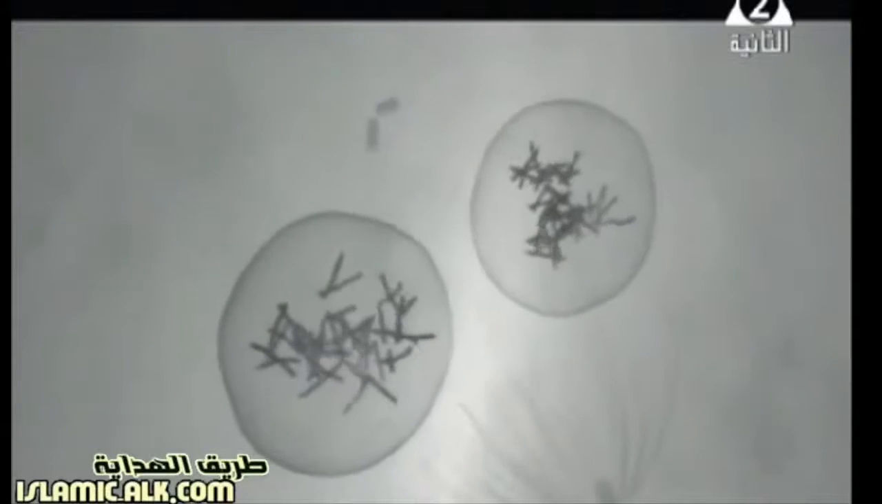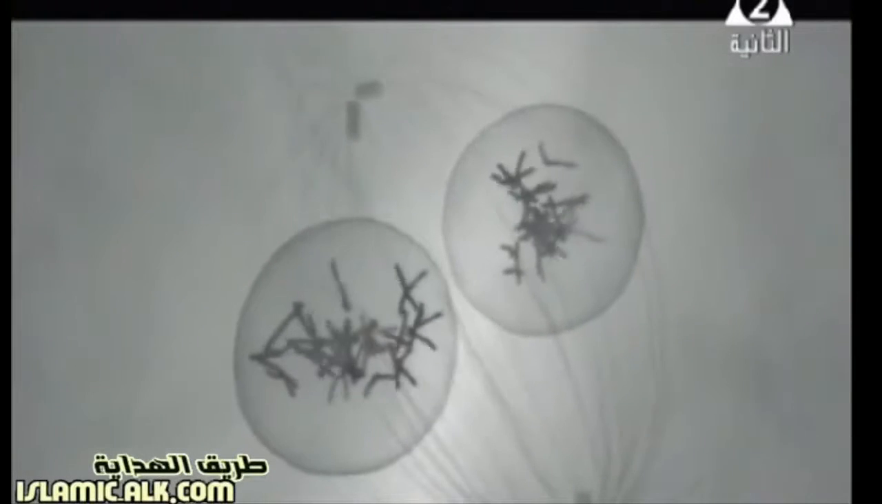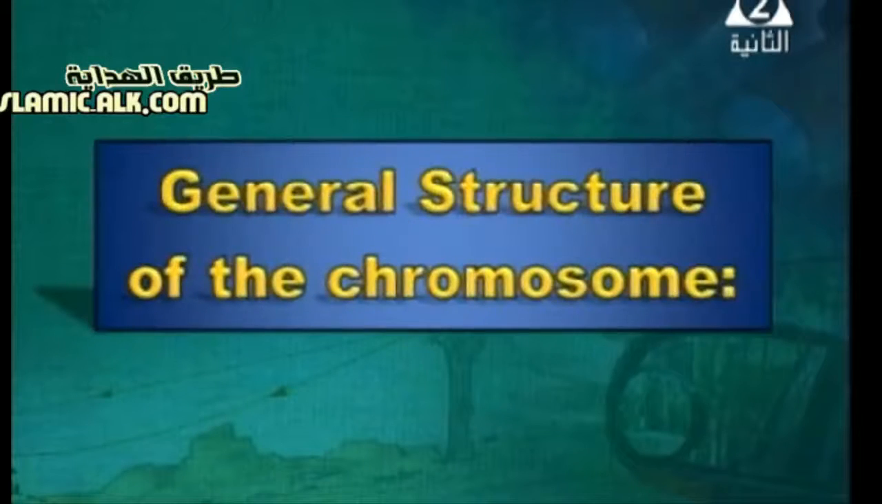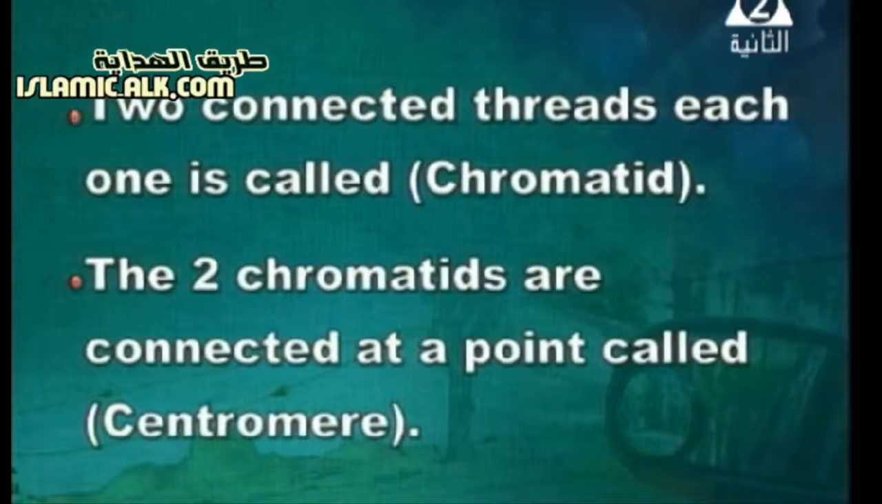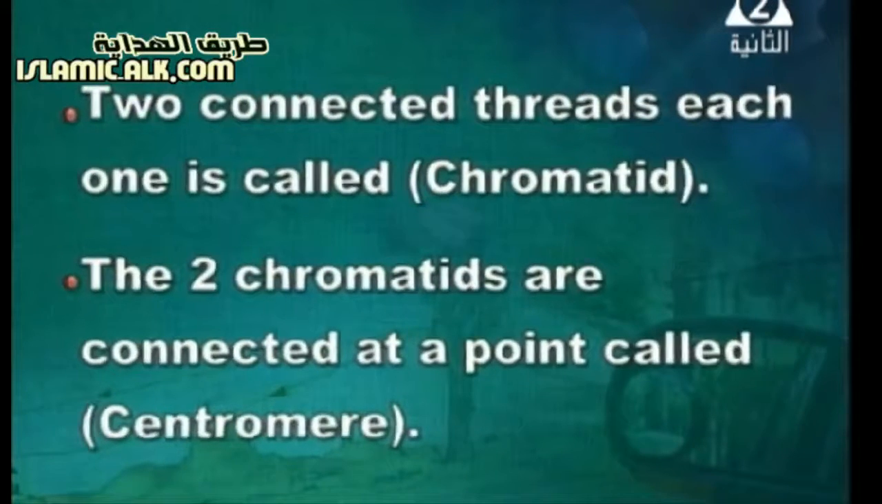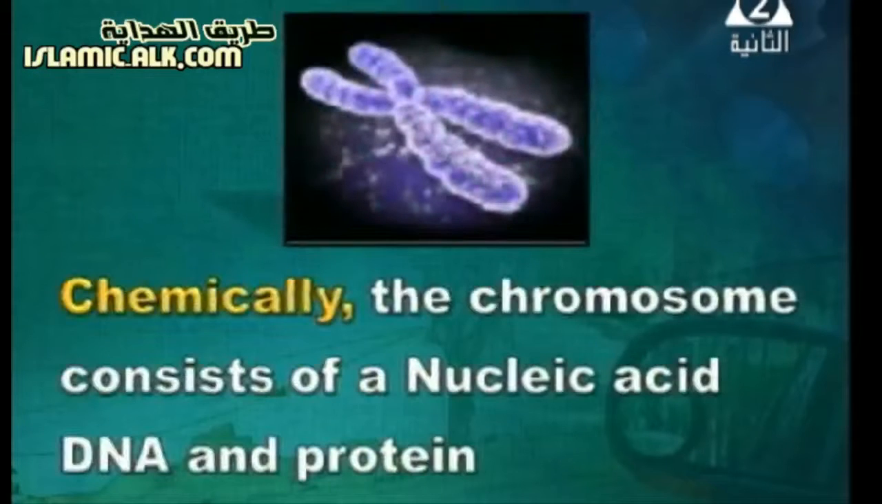What does chromosome mean? The chromosome has a general structure, which is two connected threads. Each one is called a chromatid. The two chromatids are connected together at a point called the centromere. It means that the two chromatids intersect at a point which is called the centromere. Chemically, the chromosome consists of nucleic acid, DNA, and protein.